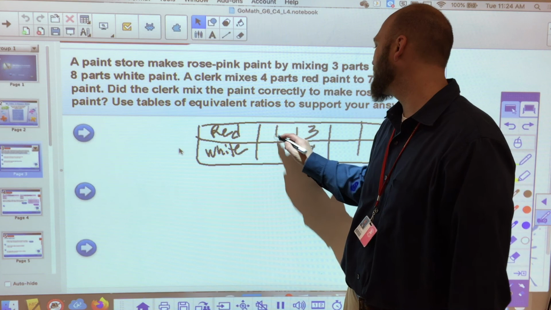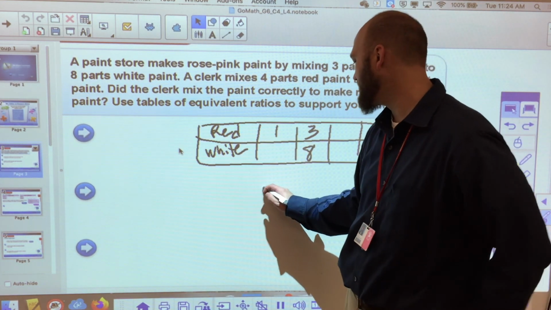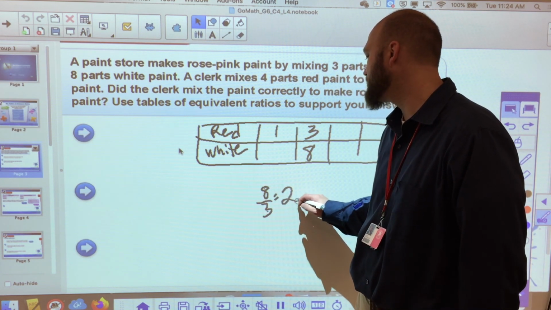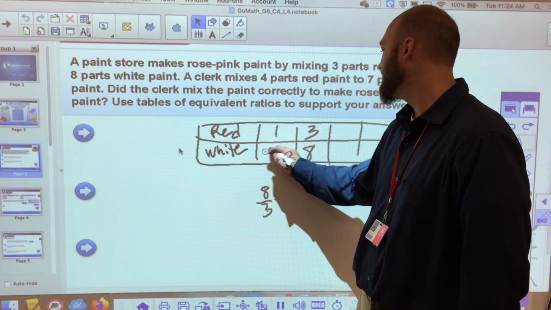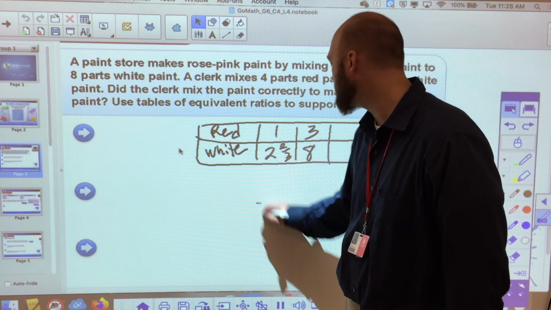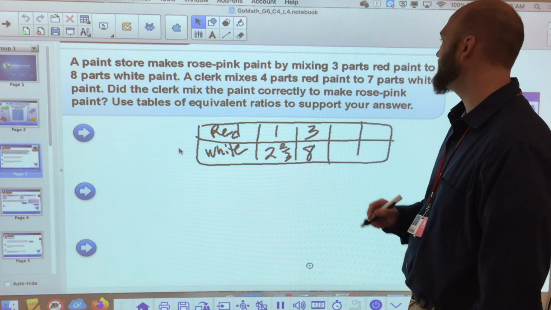So 3 divided by 3 is 1. So 1 part red paint, 8 divided by 3. Well, you might say 8 divided by 3, 3 goes into 8 2 times, and 2/3 parts. So if I had 1 cup of red paint, I would have 2 2/3 cups of white paint.